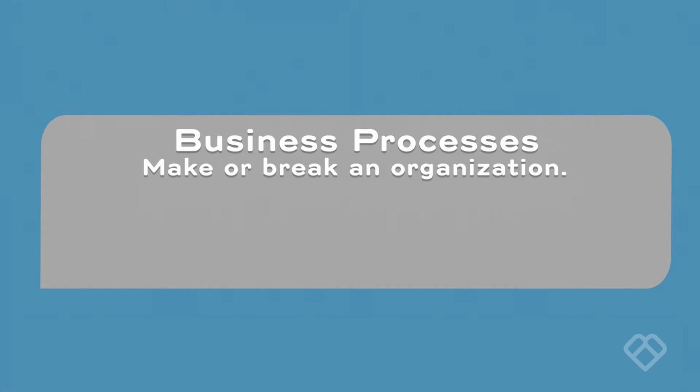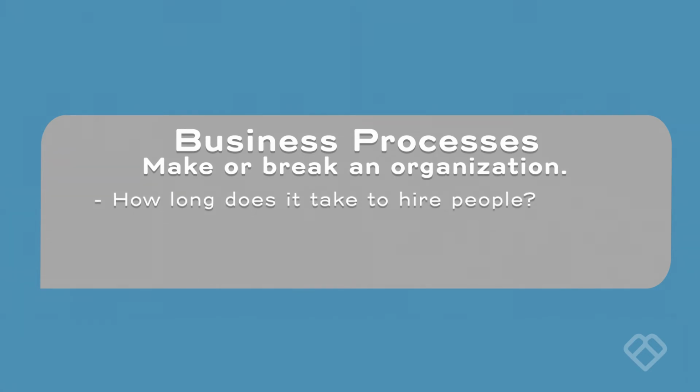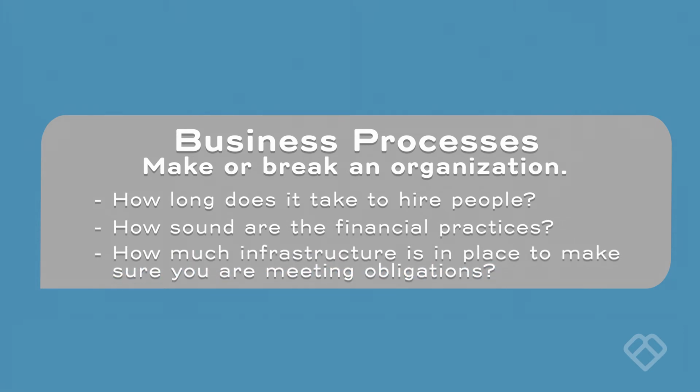Item 9 is business processes. While not glamorous, these are the things that often make or break an organization. How long does it take to hire people? How sound are the financial practices? How much infrastructure is in place to make sure that you are meeting your obligations both legally and to those whom you serve? Lastly is infrastructure and organization.